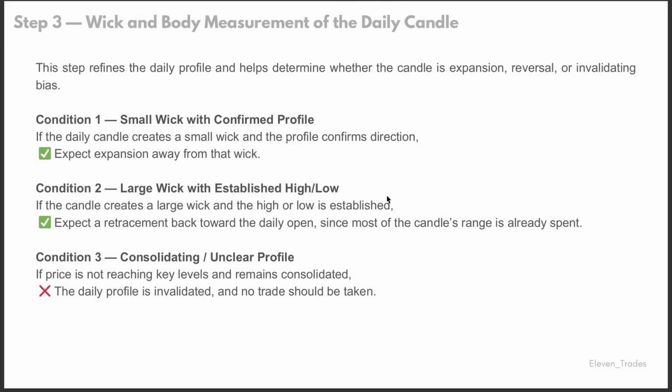Now step 3 is body and wick measurement of the daily candle. This is very important. We have 3 conditions here. The first one is small wick with confirmed profile. This is the high probability to trade because in reversal you cannot trade the expansion and the maximum objective is the opening price. Although when you have a small wick with confirmed profile, if the daily candle creates a small wick, then it means it will print a large body and we can trade that.